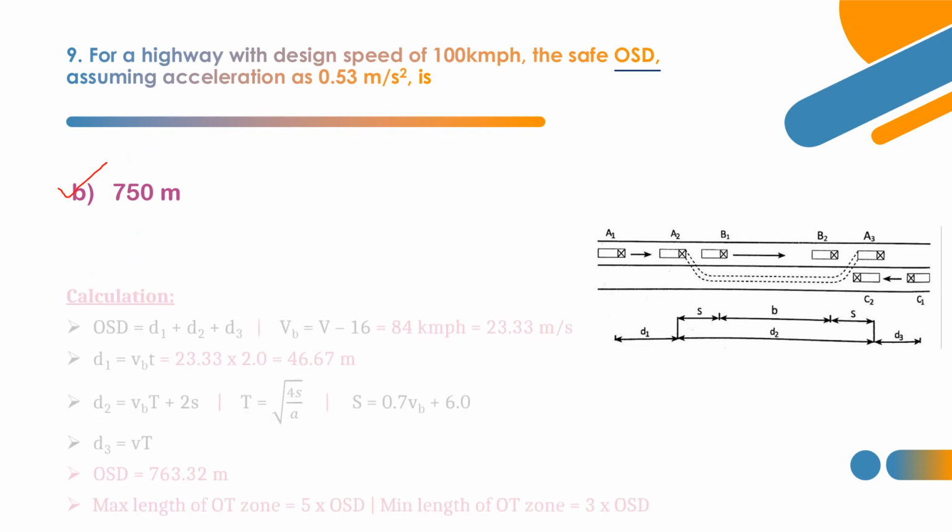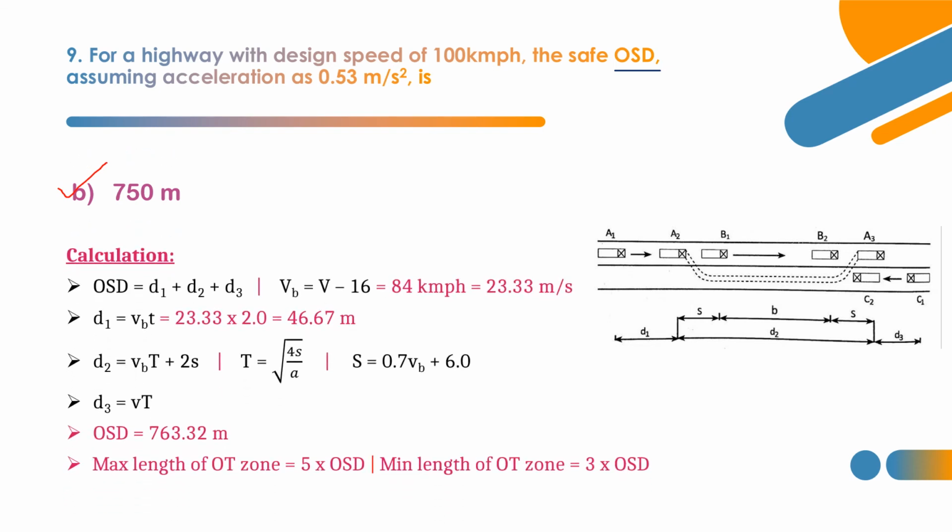Now let's see how it is calculated. Basically the OSD formula is the summation of three distances: D1, D2 and D3. D1 is given by VB into T. What is VB? VB is nothing but the velocity of the overtaken vehicle, that is the velocity of this vehicle. This vehicle is the overtaken vehicle, right? So this vehicle has the velocity VB, into the reaction time.